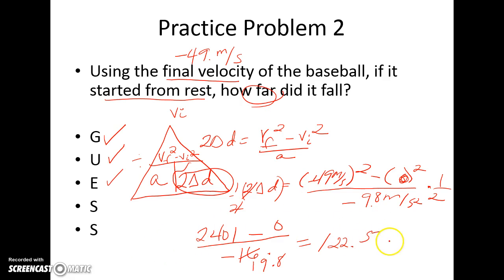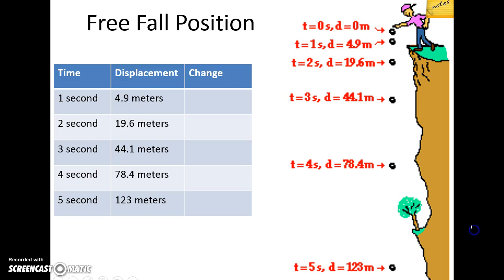So our displacement here, meters. This should be my delta D. And when we check on the next page, see right there, 123 meters. So it looks like we rounded.